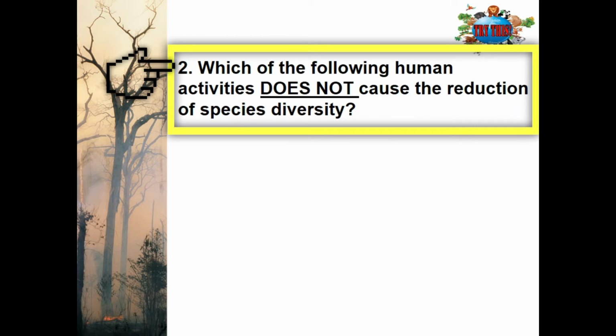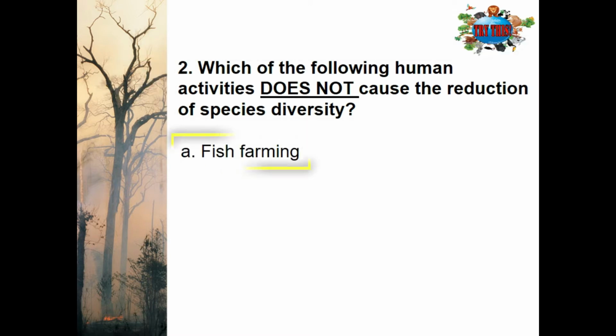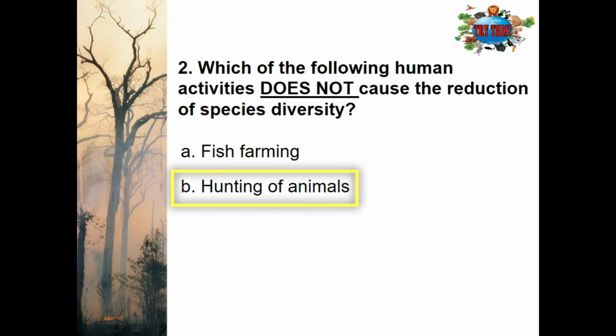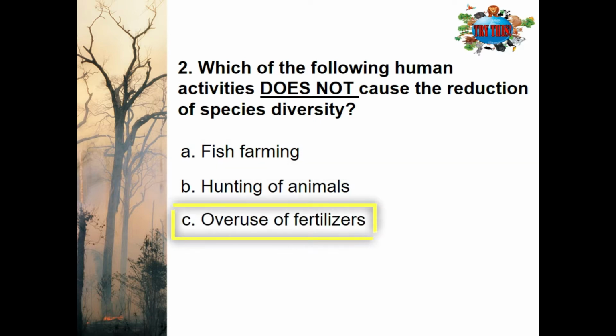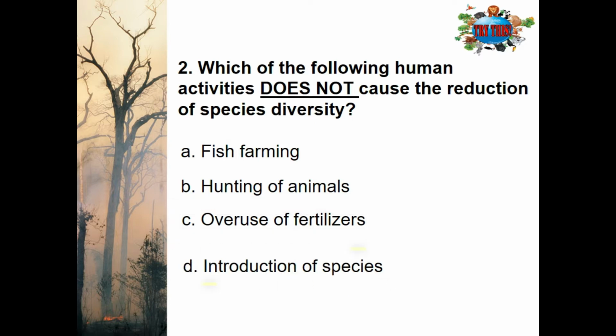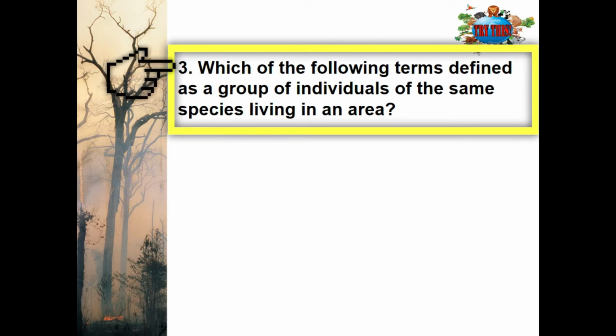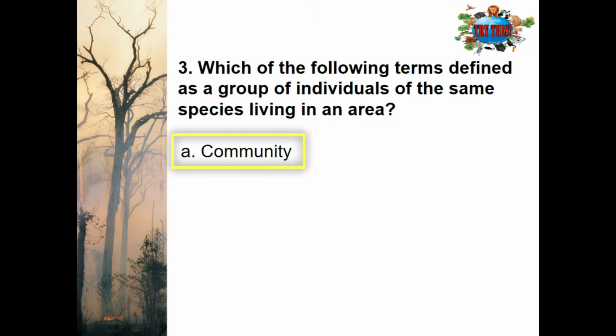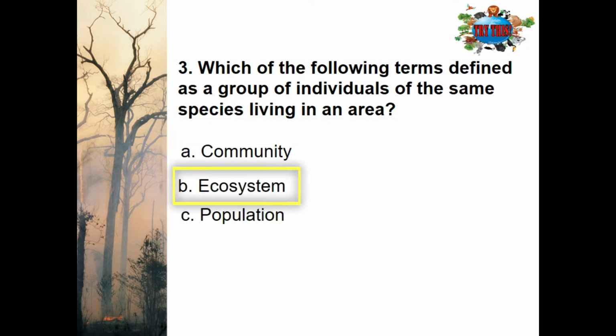Number 2. Which of the following human activities does not cause the reduction of species diversity? A. Fish farming. B. Hunting of animals. C. Overuse of fertilizers. D. Introduction of species. Number 3. Which of the following terms is defined as a group of individuals of the same species living in an area? A. Community. B. Ecosystem. C. Population. D. Species.